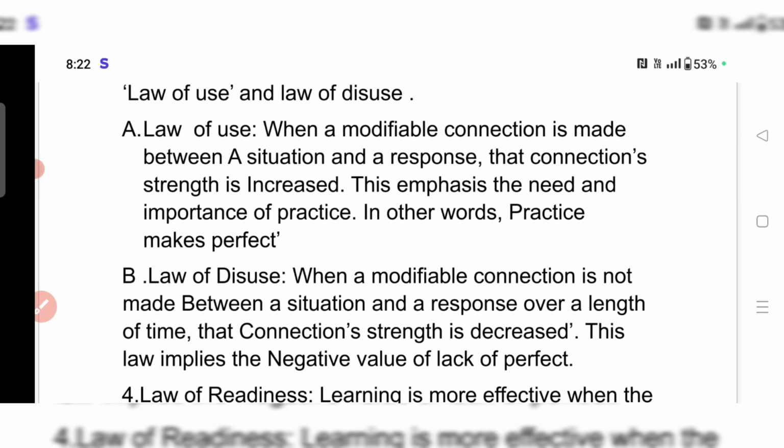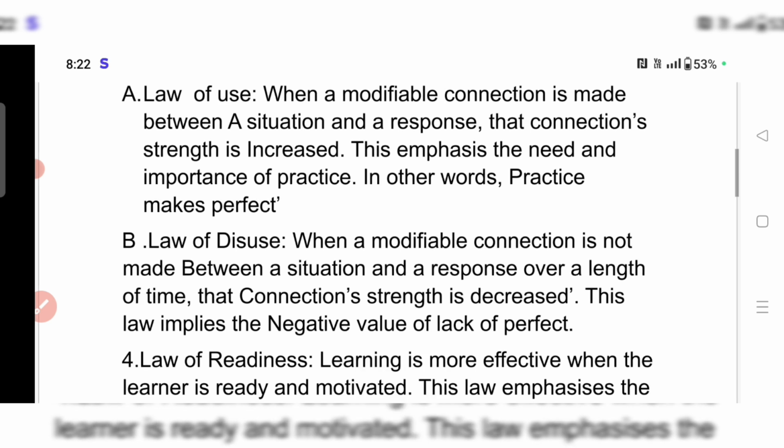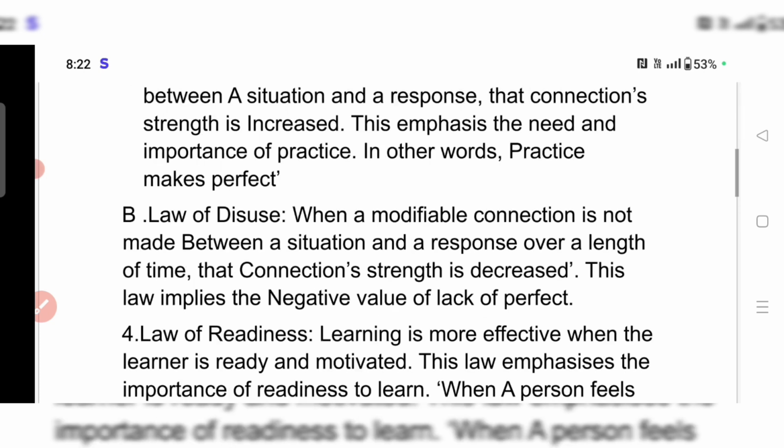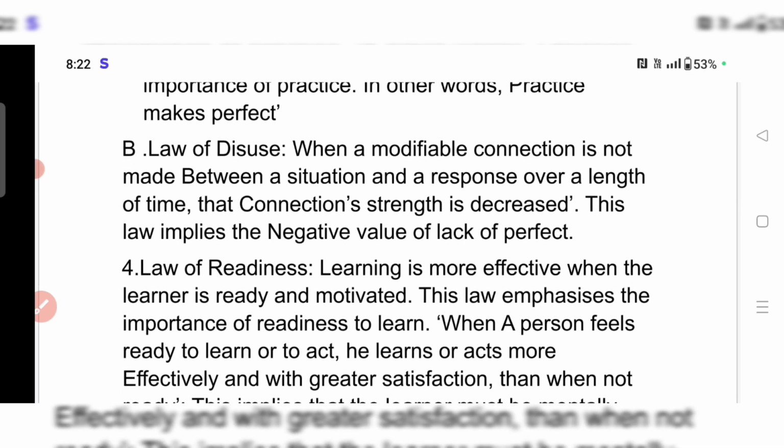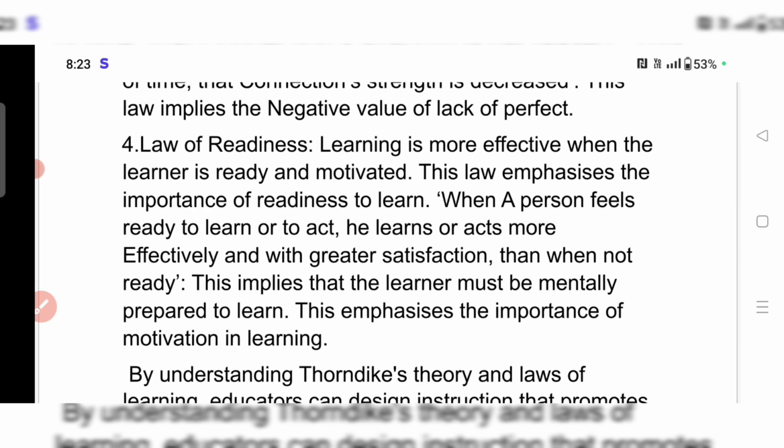So the law of use means when a modifiable connection is made between the situation and the response. That connection is known as the law of use. When the modifiable connection is not made between the situation and the response, that is known as the law of disuse. So the fourth one is the law of readiness.